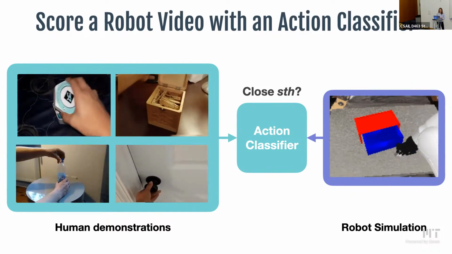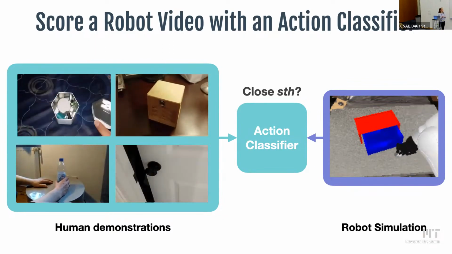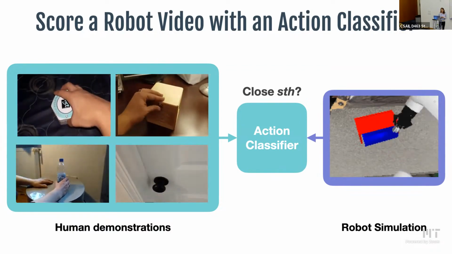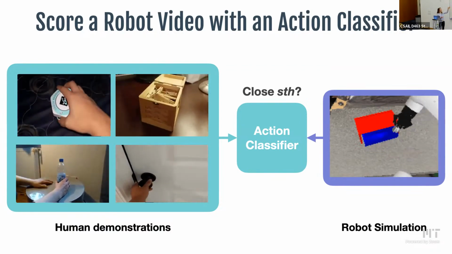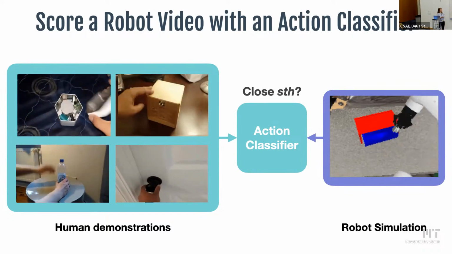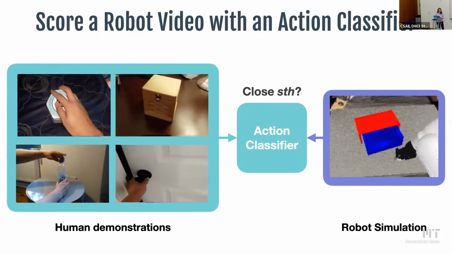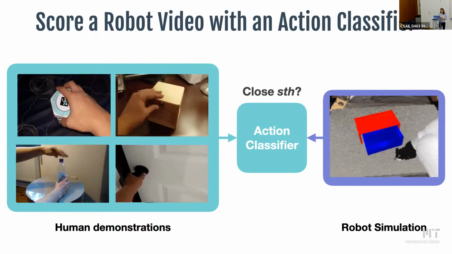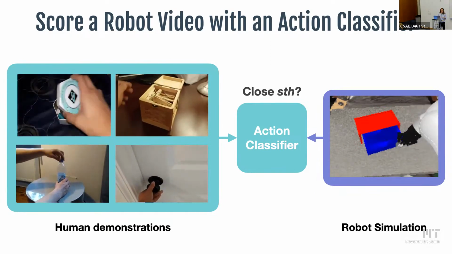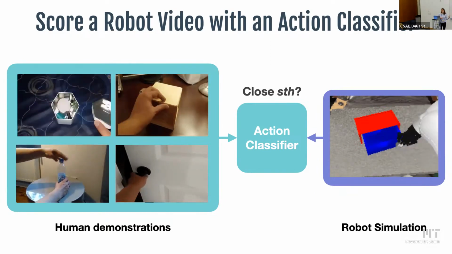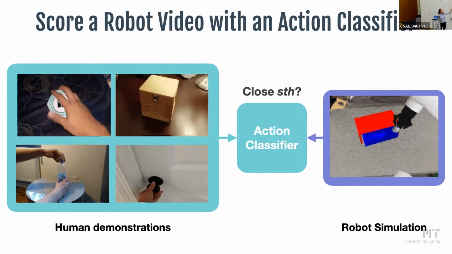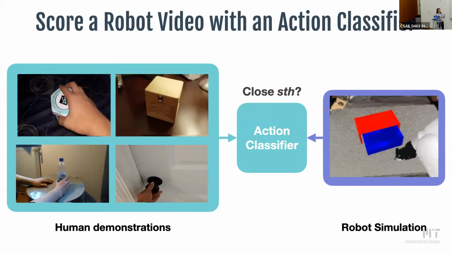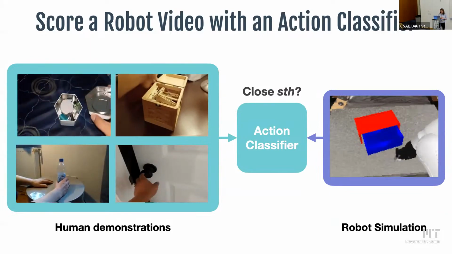So this video activity classifier is trained to classify the action labels for the human demonstrations. It basically, for these 4 videos, for example, has to decide like, oh, this is showing close something. And so once we learned an activity classifier on all of these different actions on this data set, we can now use it as well to score the robot videos. So for example, for this robot simulation video, we would ask the same activity classifier to tell us, is this robot actually closing something? Yes or no?